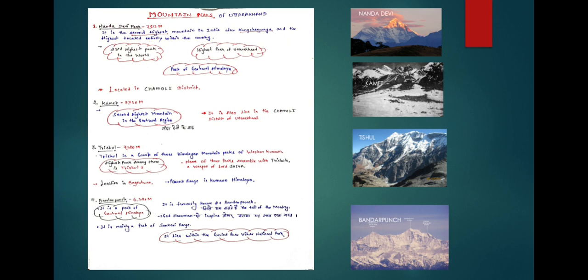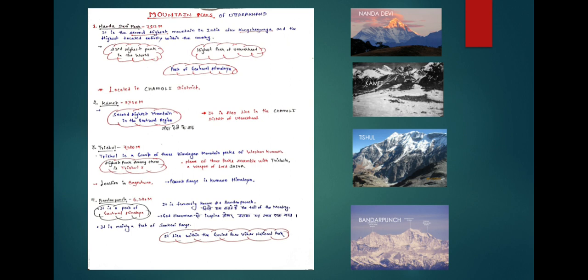So that is the reason why almost 50% of the peaks are situated in Chamoli district of Uttarakhand. And now Kamet. We will discuss about it. Kamet is also present in the Chamoli district of Uttarakhand, and it is the second highest peak of Uttarakhand after Nanda Devi. You can assume that it is also part of the Garhwal Himalayas.